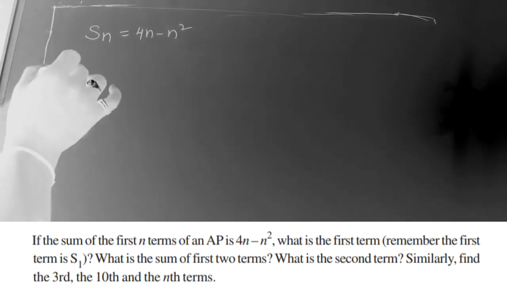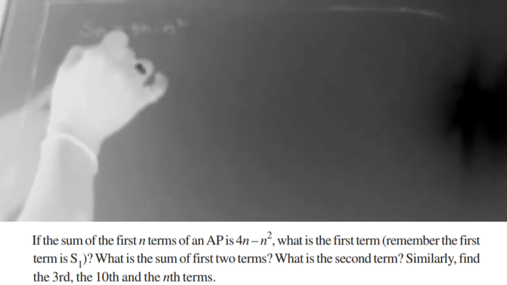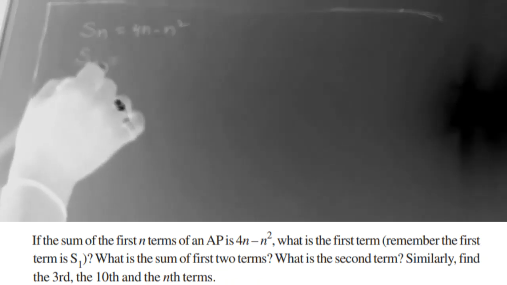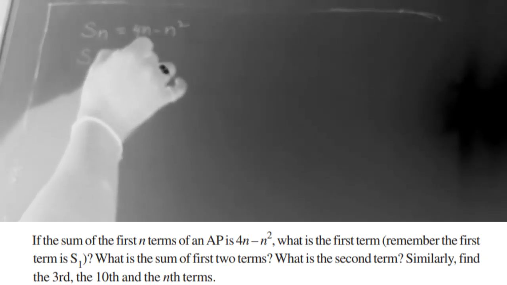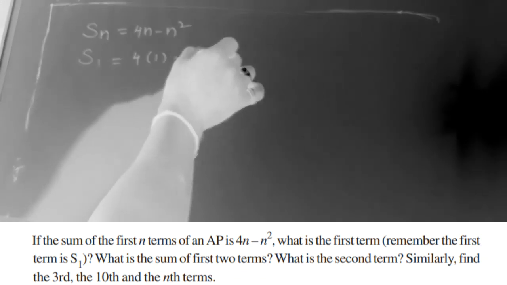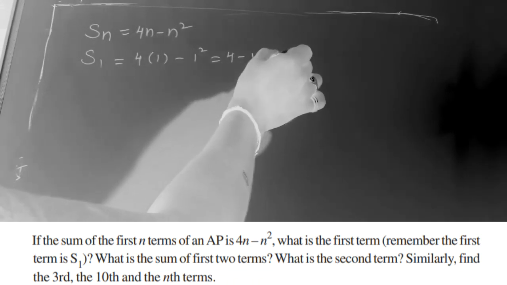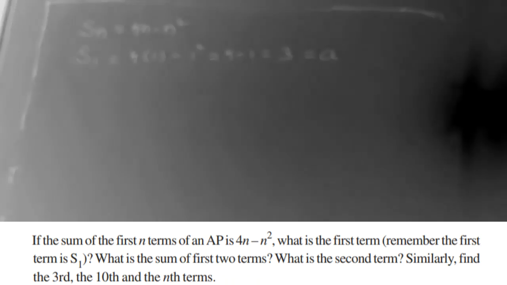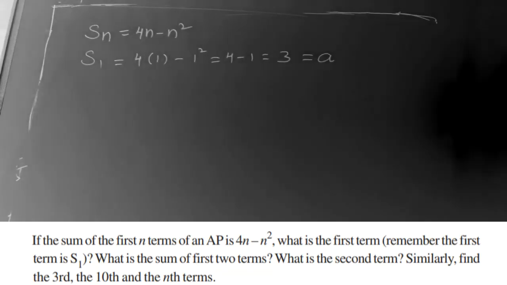So now we will calculate the sum of the first term. S1 is nothing but the first term of the series. So that is 4 into 1 minus 1 square. 4 into 1 is 4. 1 square is 1 again. 4 minus 1 is 3. So this is nothing but the first term of the series.